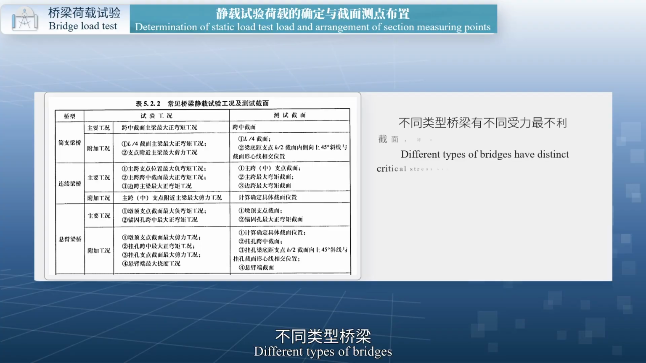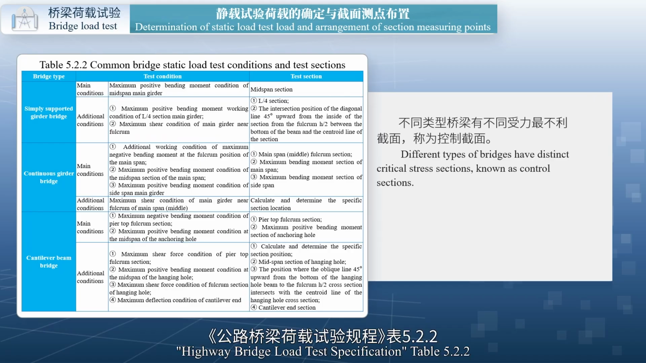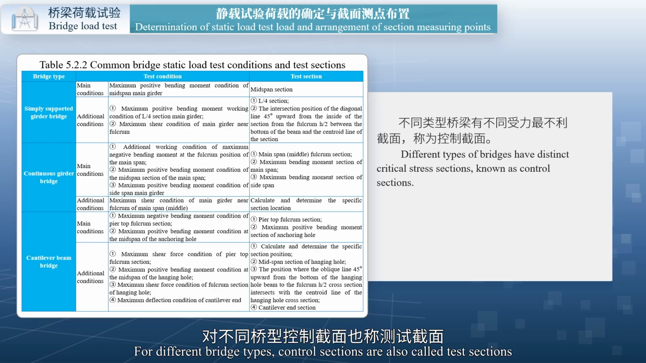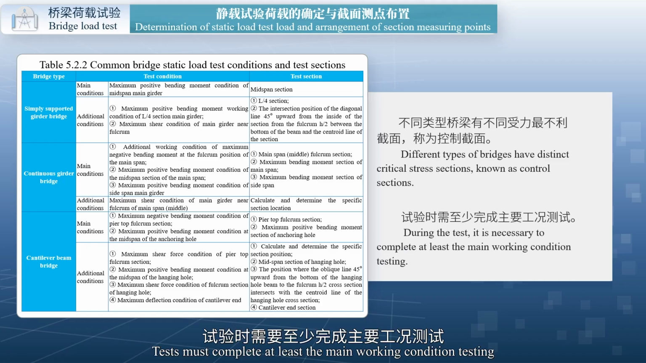Third, different types of bridges have different most unfavorable stress sections, referred to as control sections. Highway Bridge Load Test Specification, Table 5.22, stipulates control sections, also called test sections, for different bridge types. Tests must complete at least the main working condition testing.